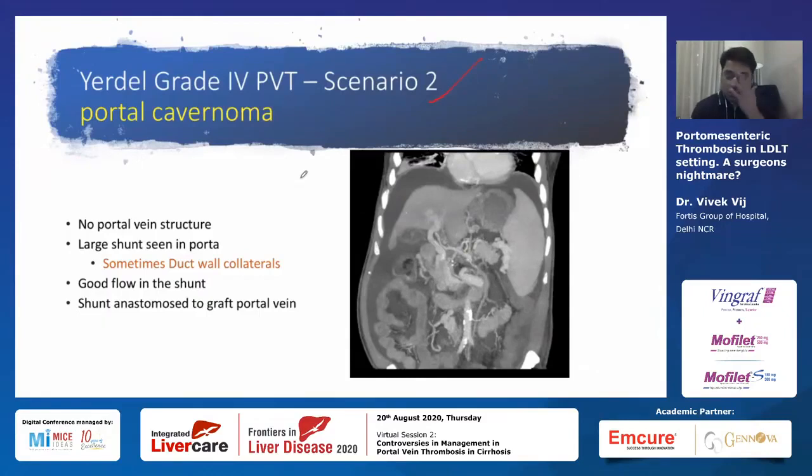So in some cases, I've joined multiple collaterals together. Collateralplasty has been done, and that significantly increases the portal flow, and then we have joined it to the new liver. So a large shunt in the porta hepatis is a boon. Sometimes periductal collaterals are there.